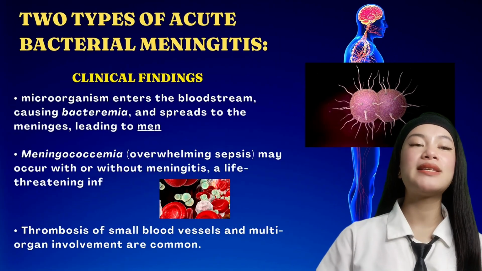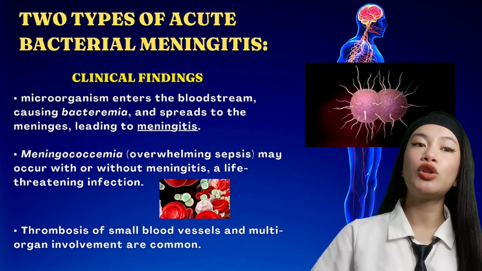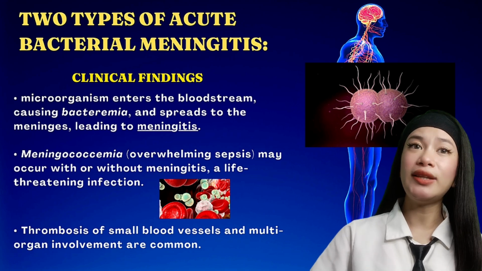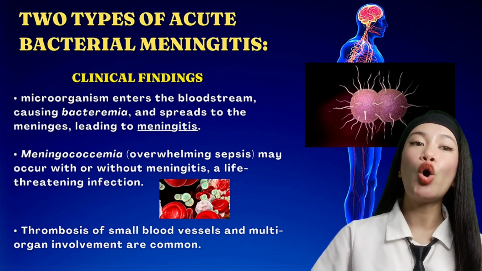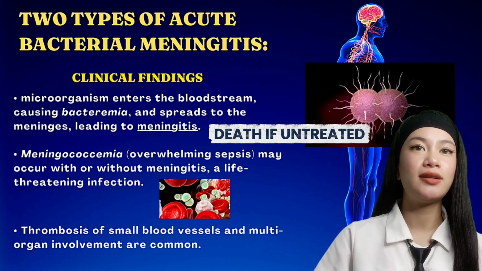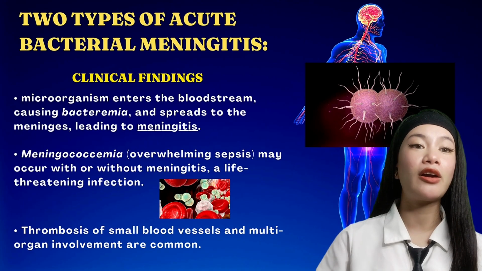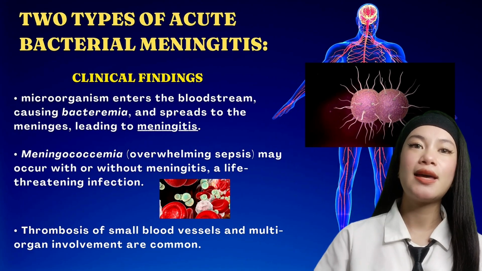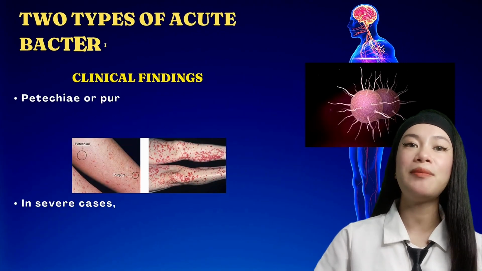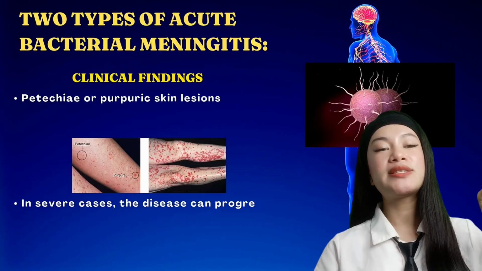Meningococcemia, or the overwhelming sepsis, may occur with or without meningitis. It is a life-threatening infection because it may cause organ failure or death if untreated. Thrombosis of small blood vessels and multi-organ involvement are common in Neisseria meningitidis. Petechiae or purpuric skin lesions appear over the trunk and lower extremities, serving as a key presumptive sign.